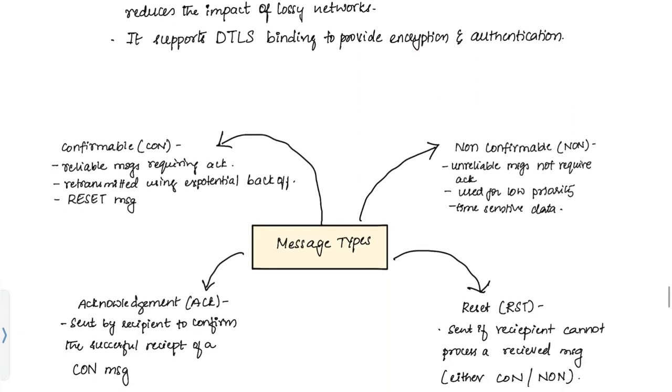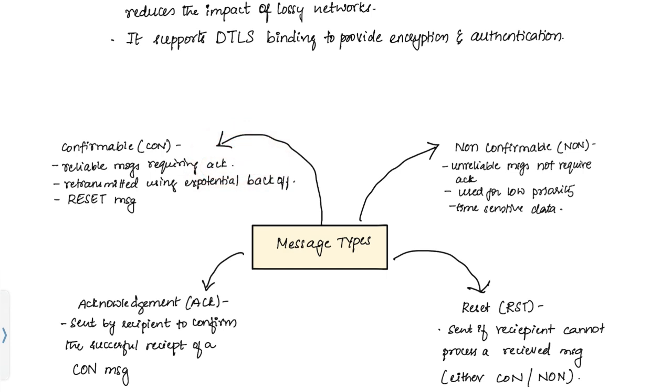Next, we'll look into the message types. There are 4 message types here. The first one is confirmable, CON. Here it speaks about reliable messages which require acknowledgement. They are retransmitted using exponential backoff until the sender receives an acknowledgement. So it works upon the acknowledgement factor.